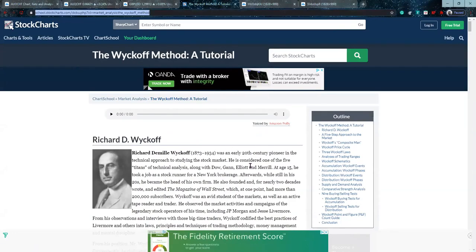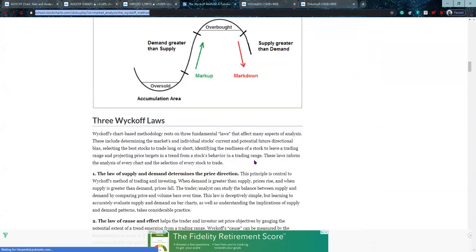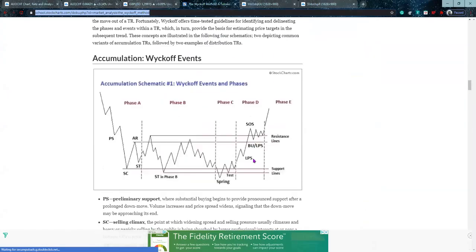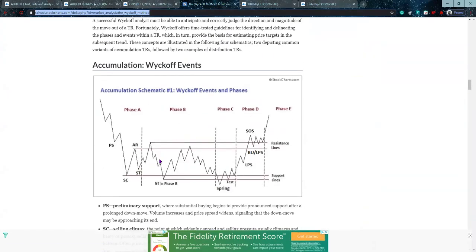Okay, so this is essentially where I learned it from, right? But at the same time, every schematic isn't going to look exactly like this. There's going to be certain variations in the market, certain variations to those schematics. Sometimes they will look rounded. Sometimes they won't look like a straight line. It'll look a little bit rounded.